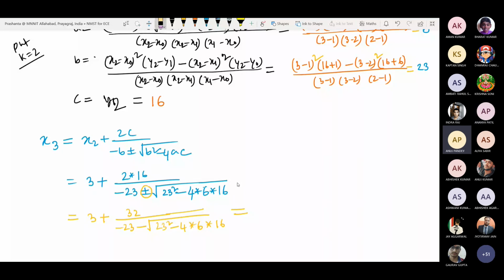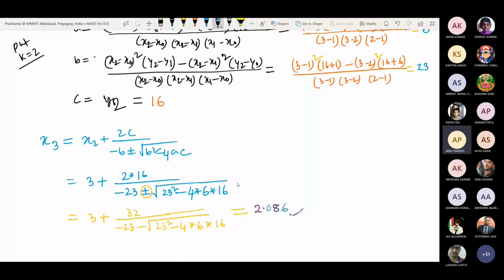Anybody who has obtained the value? 2.086. Okay, so the value is coming 2.086. Okay, fine. So this is x3. This is the next approximate root.